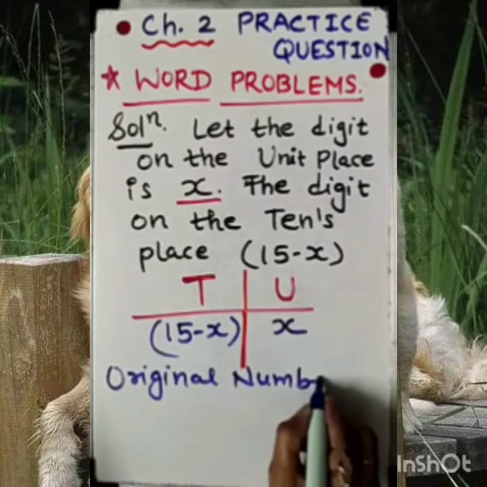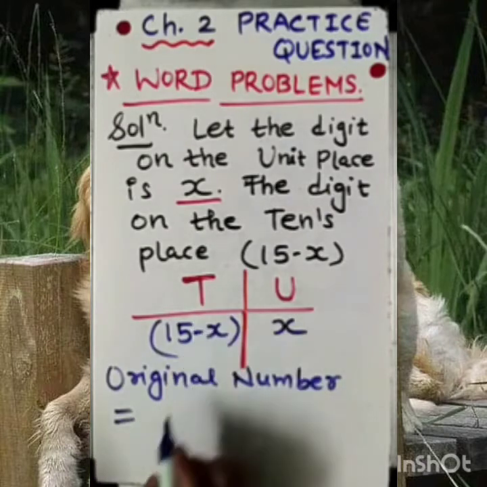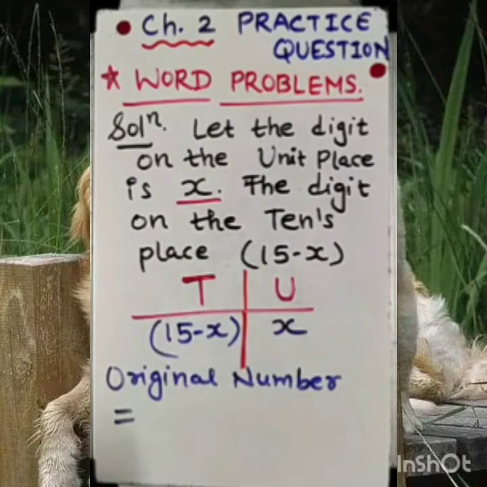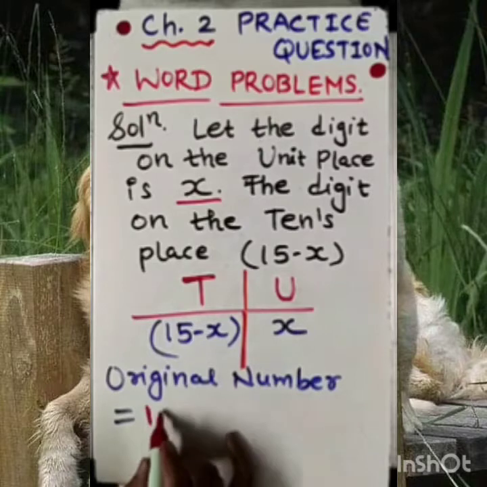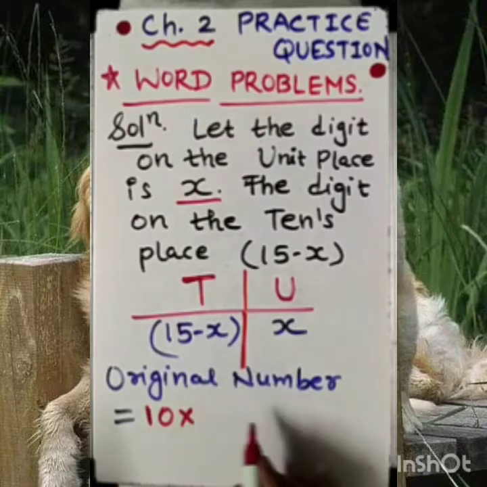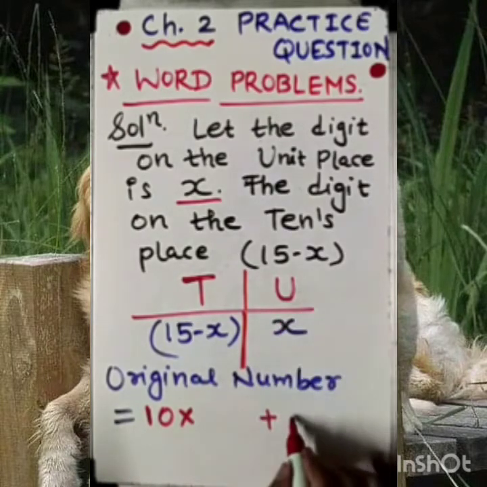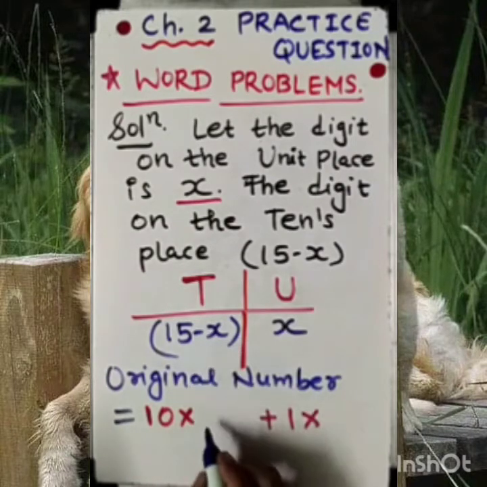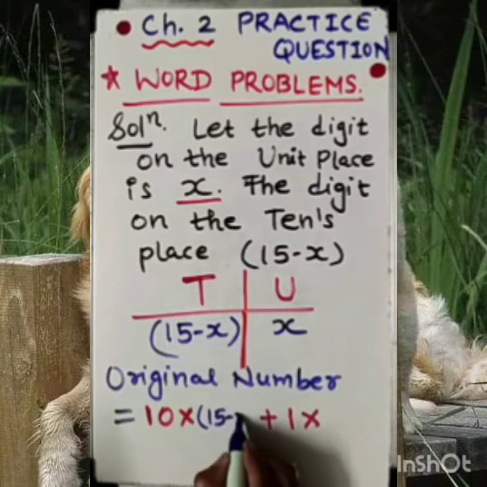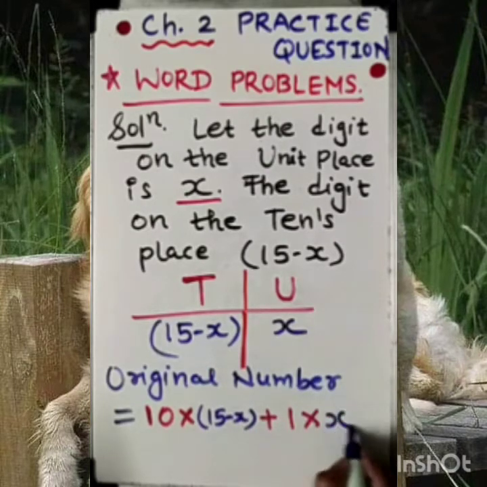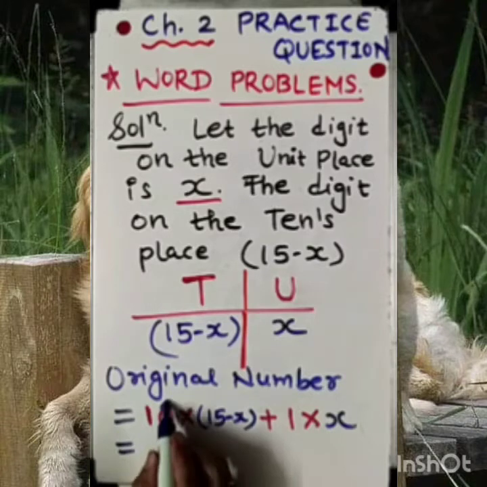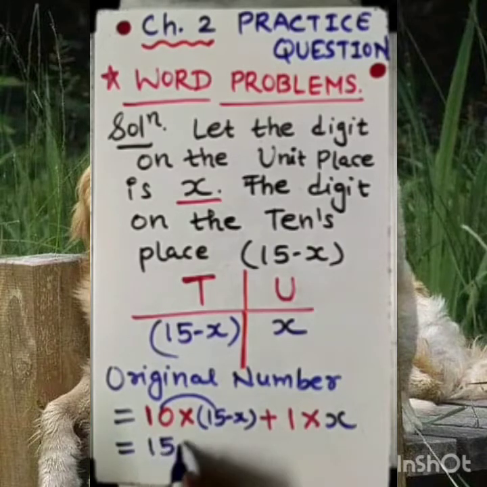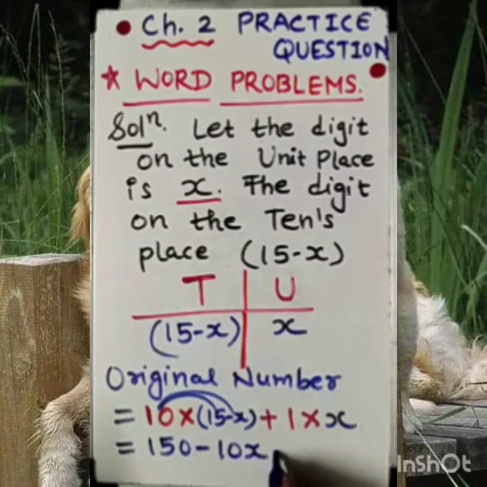As you know very well, the tens place digit must be multiplied by 10. Right? So I need to write here 10 into this number plus the unit place digit multiplied by 1. So the tens place digit is 15 minus x I am writing here, and the unit place digit x I am writing here. So here 10 into 15 is 150 minus 10 into x is 10x plus x into 1 is x.